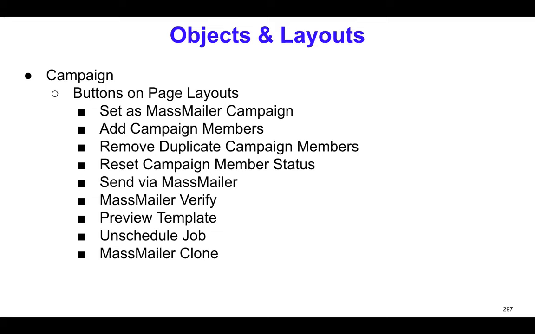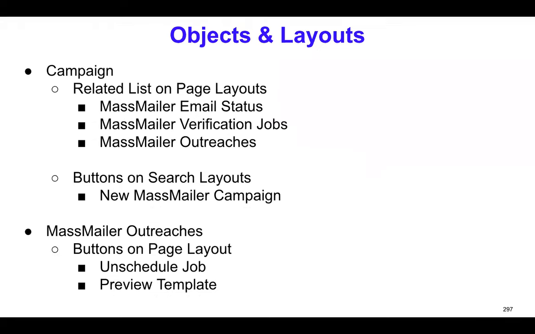MassMailer clone would actually help you to clone the complete campaign, including the campaign members. So those are all the buttons or actions on the page layout. And then related lists, again, email status, verification jobs, and outreaches. You would see a little difference here, the outreaches, because a campaign can be used multiple times to send out emails. So if you're sending an outreach through the campaign multiple times, you want to see what those outreaches are, and that's what you would see.